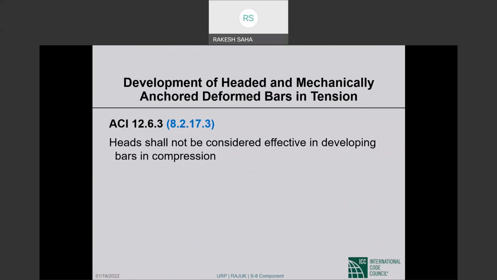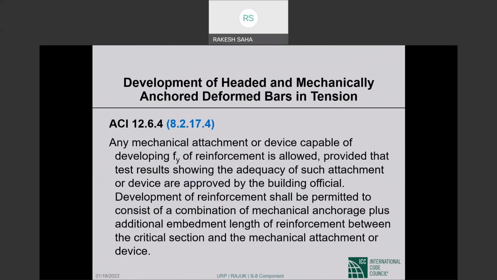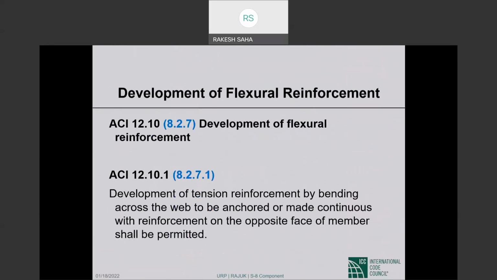Heads shall not be considered effective in developing bars in compression, just like the hooks. Any mechanical attachment or device, not just heads, capable of developing f sub y of reinforcement is allowed, provided that test results showing the adequacy of such attachment or device are approved by the building official. Development of reinforcement shall be permitted to consist of a combination of mechanical anchorage plus additional embedment length of reinforcement between the critical section and the mechanical attachment or device. So all we are saying here is that it doesn't have to be a head. It can be some other mechanical device as long as there are test results to show that it works.